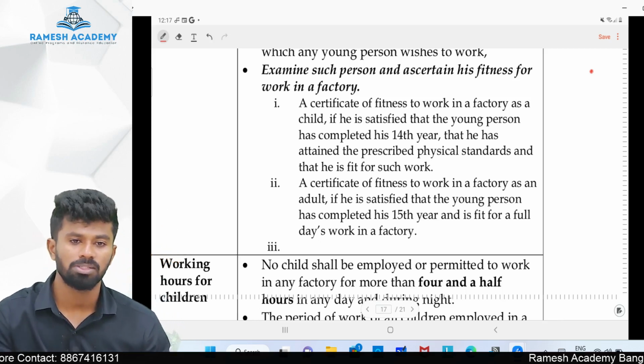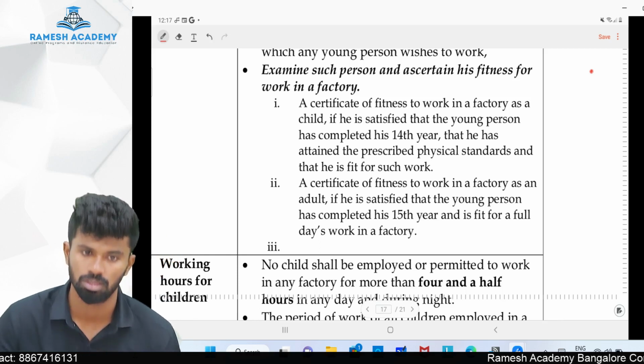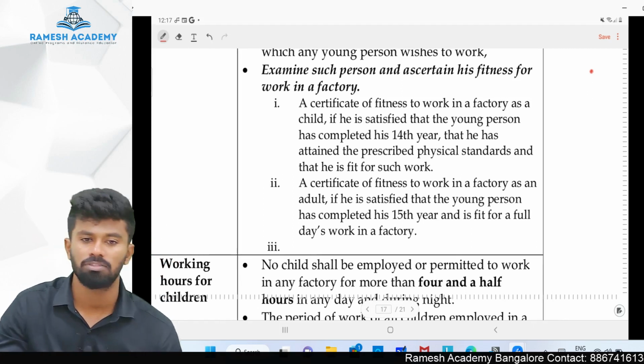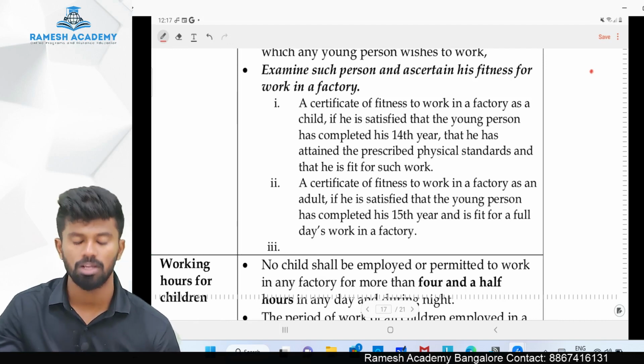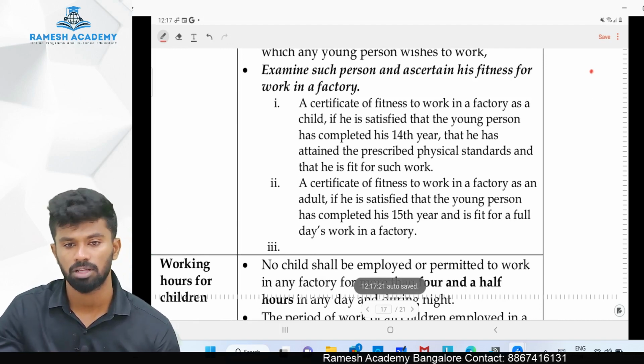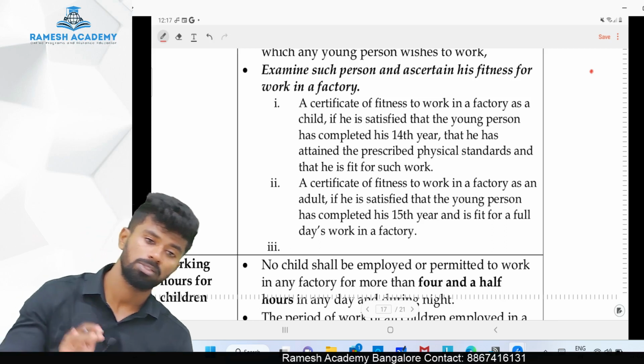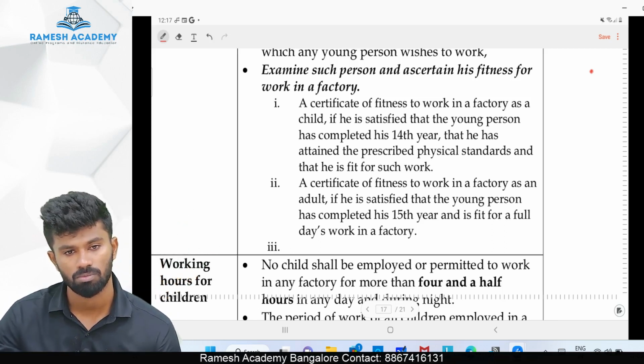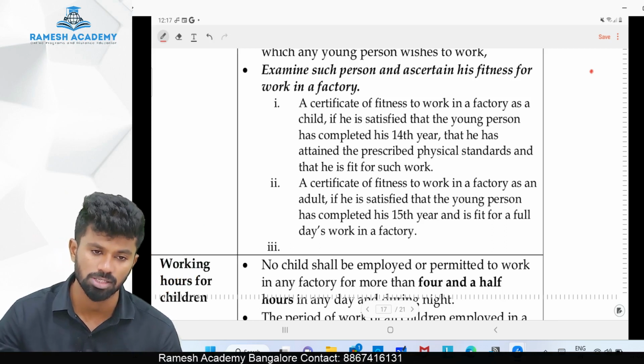And he can be certified to work as an adolescent if he is above how many years? 15 years. So child is different, adolescent is different, young person is different. Young person includes both the person who is above 14 years and the person who is above 15 years. But above 15 and below 18 years is considered as what? Adolescent.